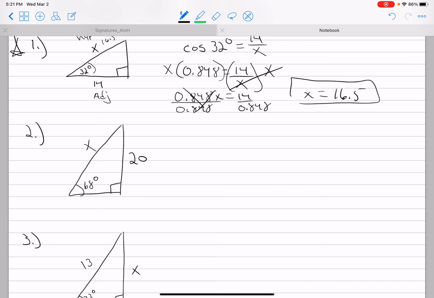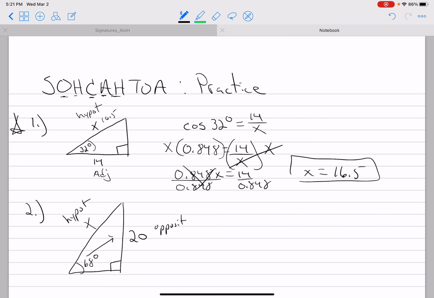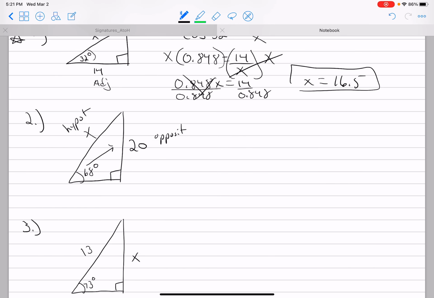Solve it. Pause. All right, let's check to see if you did that correctly. Man, I appreciate you if you really tried to solve it because we're going to have to do this in class tomorrow. So, I have this angle right here. I have a hypotenuse, and I have an opposite. Opposite, hypotenuse. That must be a sine. So the sine of 68 equals opposite over hypotenuse. The opposite is 20, and over the hypotenuse is x.